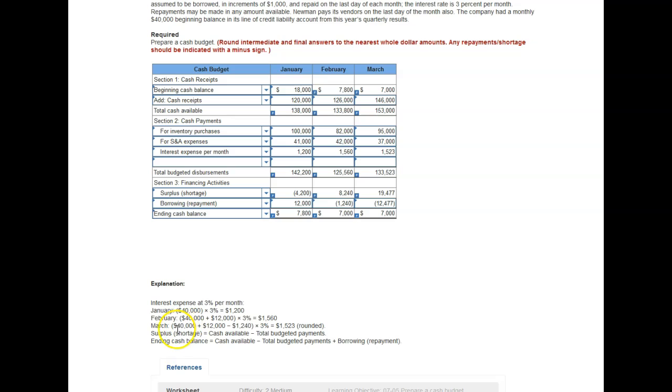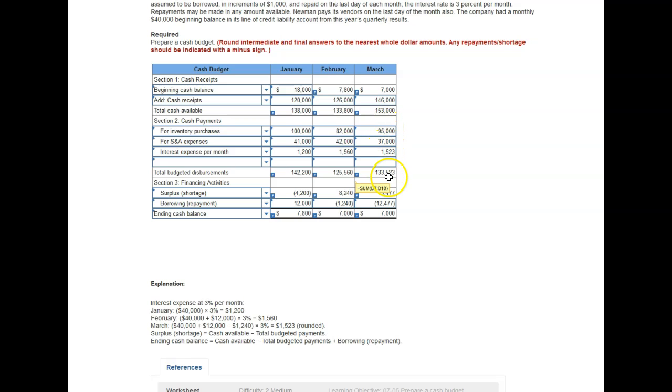This goes back to the beginning of January's liability, $40,000. The amount we borrowed at the end of January, $12. There's the $52. Got to February, we paid back $1,240. Take that out. So this is the amount that we have at the beginning of March. Net this out times 3%. So $1,523 is the expected cash payment for interest in March.